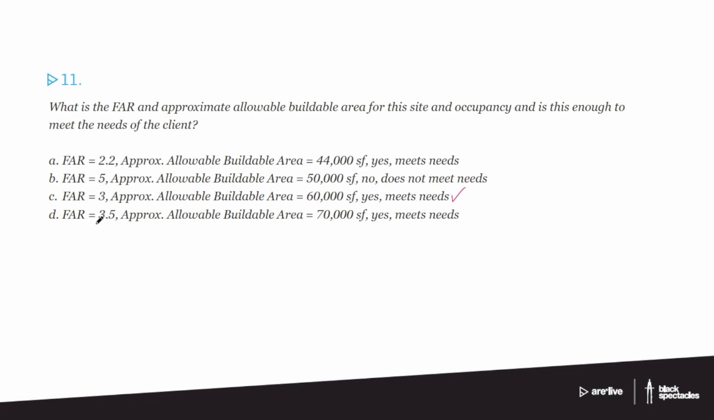But we also have this potential for upping it to 3.5. So FAR of 3.5 times 20,000 square foot of the site area. That's the floor area ratio. The allowable building area is the FAR times the site area. And so 3.5 times 20,000 is going to be 70,000. That's definitely more than the 40,000 that we have in our expectation. And yes, it meets it. So the answer here is D.